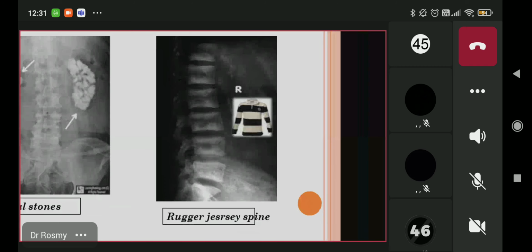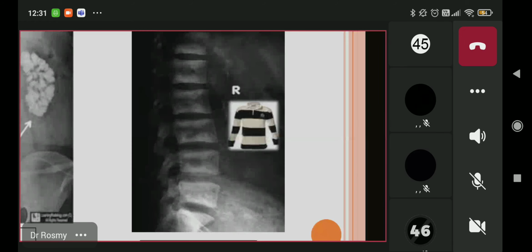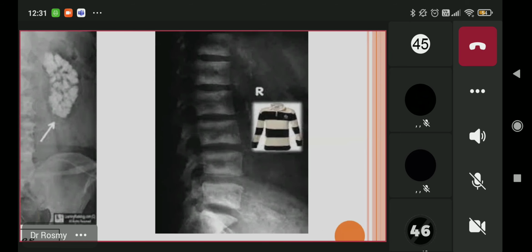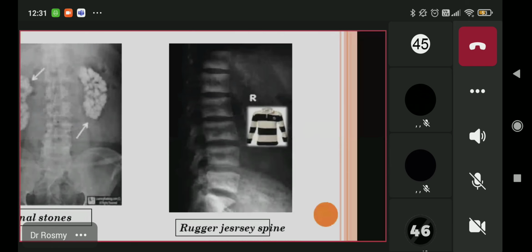This Rugger-Jersey spine is a feature. Secondary hyperparathyroidism में पाया जाता है. ठीक है, what is Rugger-Jersey? I put the photo of a sweater or this thing. So there are alternate black and white bands. If you look, the spine is also looking like that. Alternate dark and white, so this is a Rugger-Jersey spine.